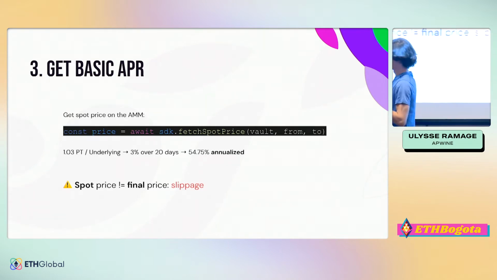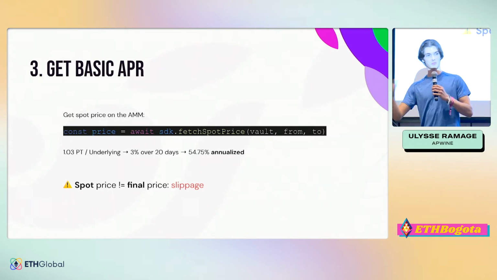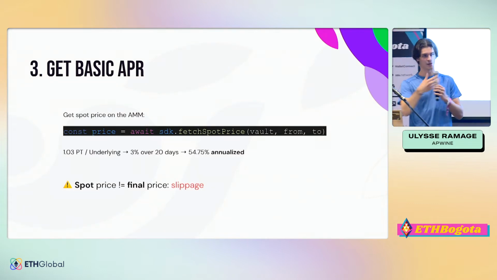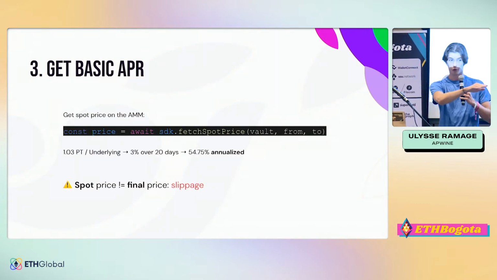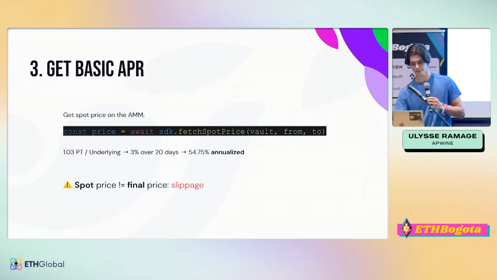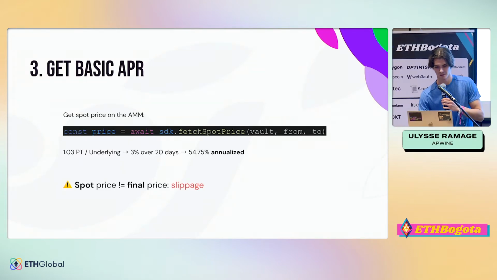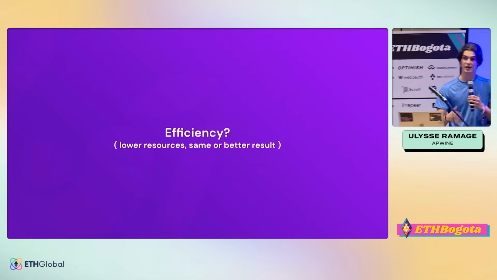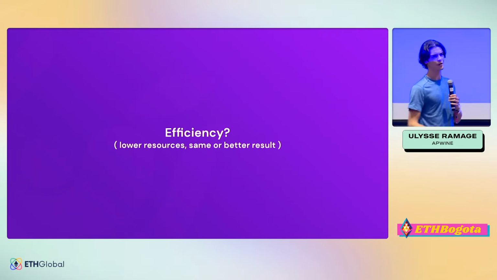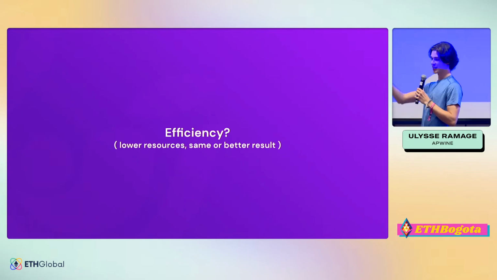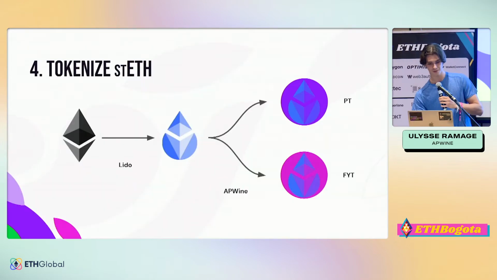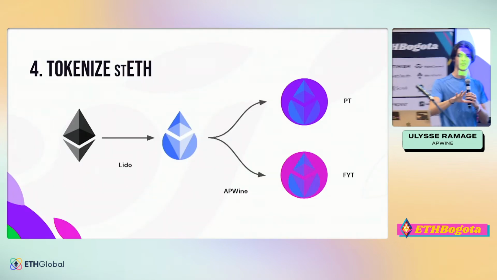So what we need to do is go through the other strategy, which is much more capital efficient. By capital efficient, I mean that you can have much bigger volume for the same exact APR, or very similar. So the efficiency that we get is good, but it can be better. With lower resources, so lower liquidity, we can get a same or better result. And this is what we're gonna do in this new step.